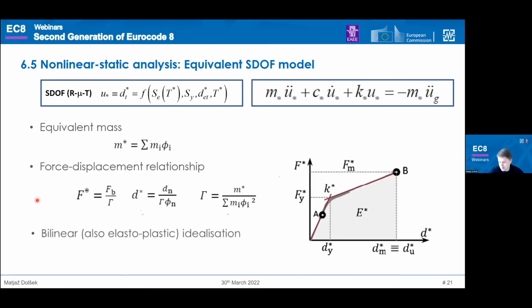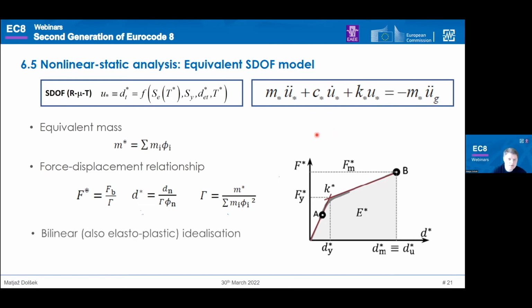Further on, it's the topic of how the engineer can set up a single degree of freedom model. In this part of the code, in 6.5, we are not solving this kind of equation, but we have to define only the equivalent mass according to this formula, which is the classical N2 method. And then we also do not need to define anything about the damping, and we don't need to define the ground motion, because the seismic action is defined based on the elastic response spectrum.